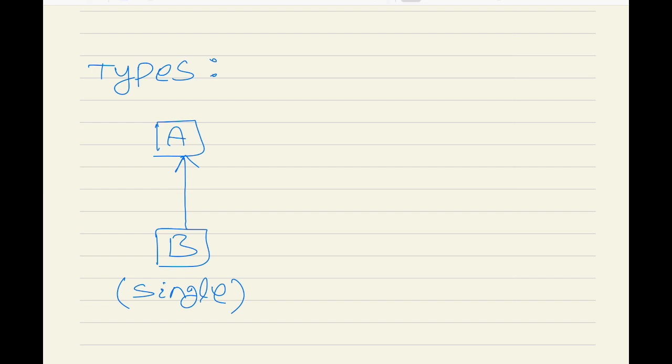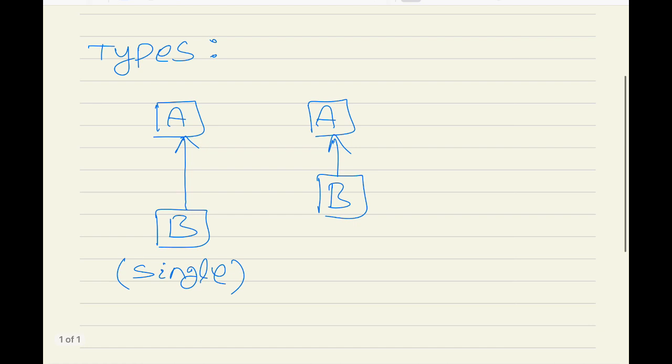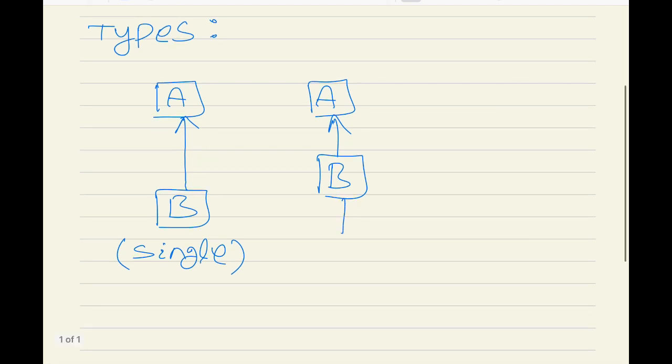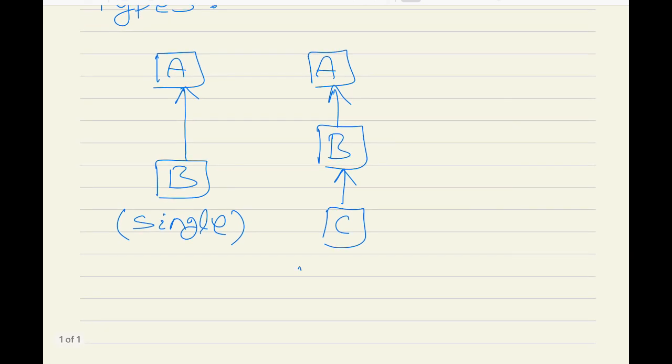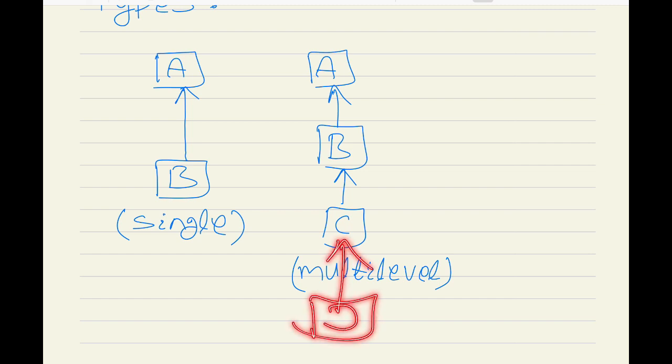Now we can consider another type of inheritance, where A is a class, B is derived from A, and another class C is derived from B. This type of inheritance is multi-level inheritance. Here you can also add another class, like D derived from C.